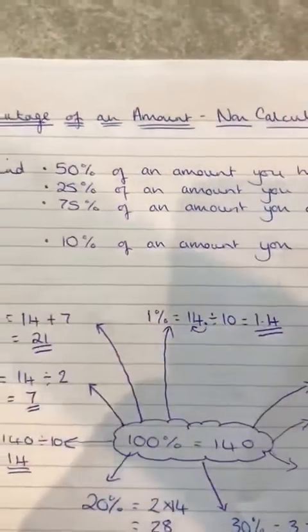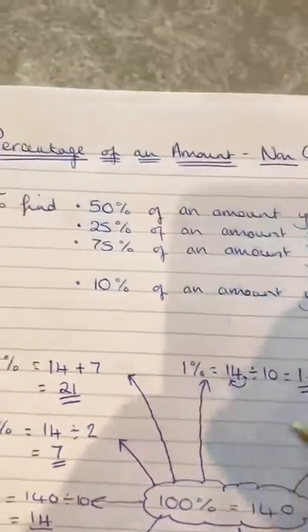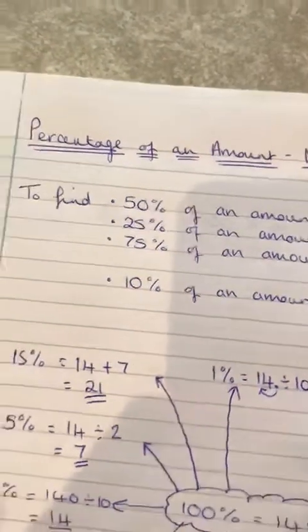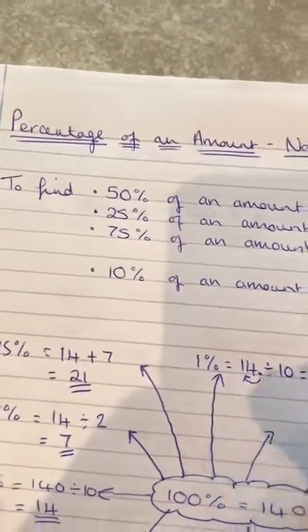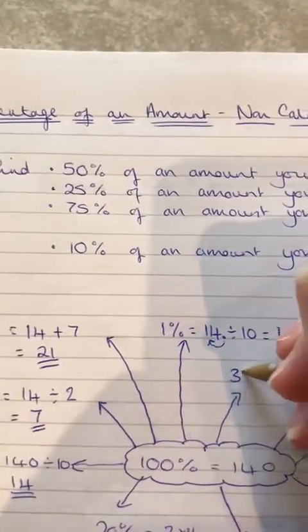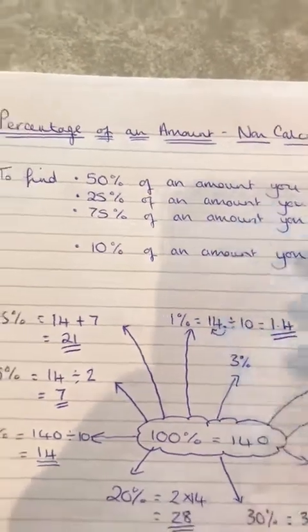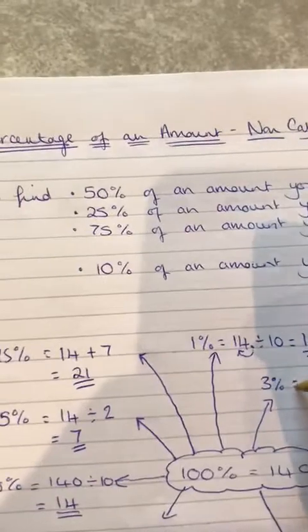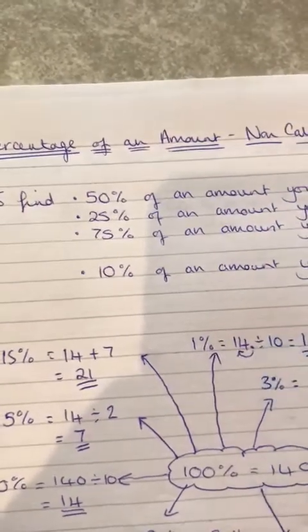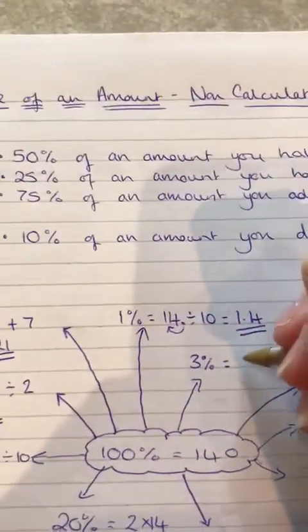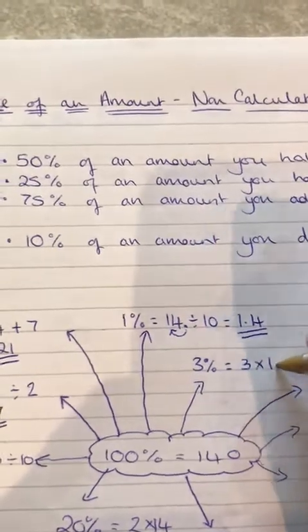From there, once you know 1%, you can find other multiples of 1. So for example, you could find, say, 3%. Obviously, that's 3 lots of 1%. So all you need to do is 3 times 1.4.